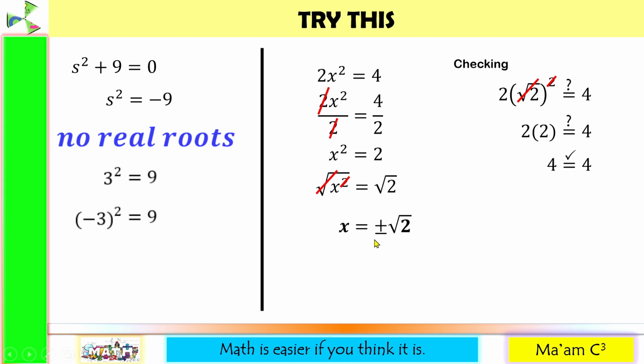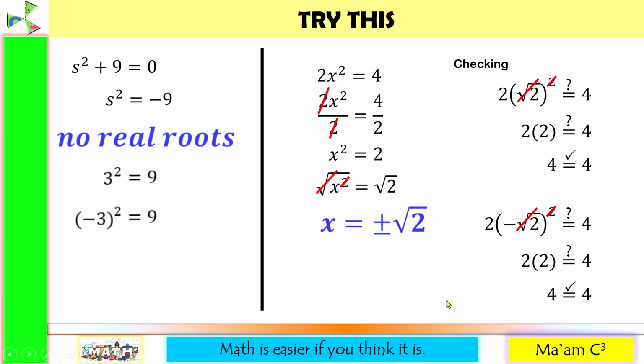This time, let us substitute negative square root of 2 in our original equation. Are they equal? Negative raised to an even exponent will become positive. And again, this square root and exponent here will simply cancel out. So 2 times 2 is equal to 4. Are they equal? Yes, they are equal. Therefore, our answers, positive and negative square root of 2, are correct.